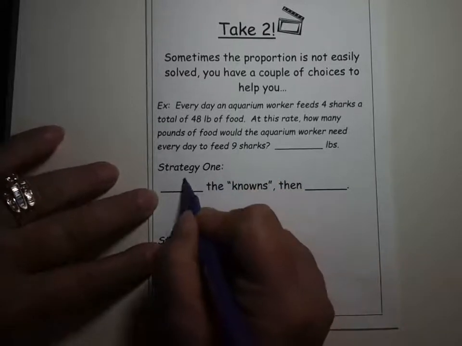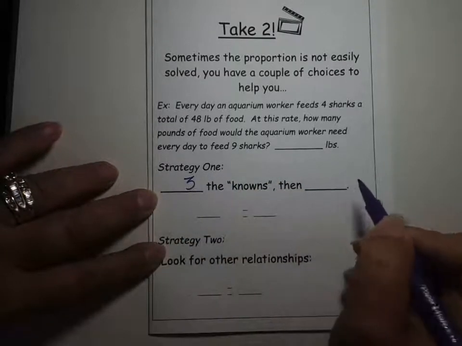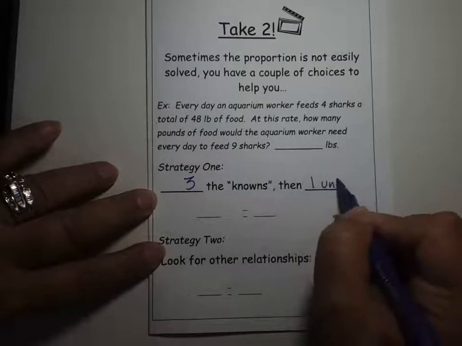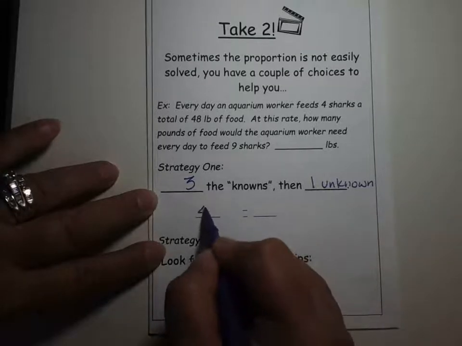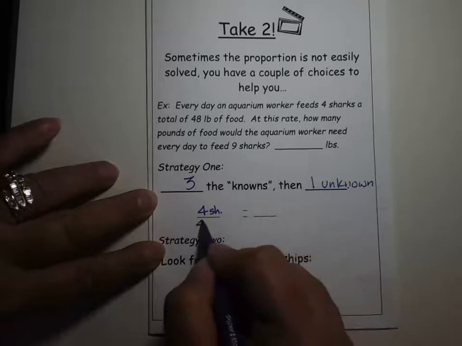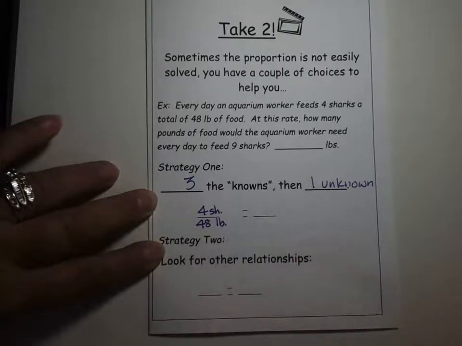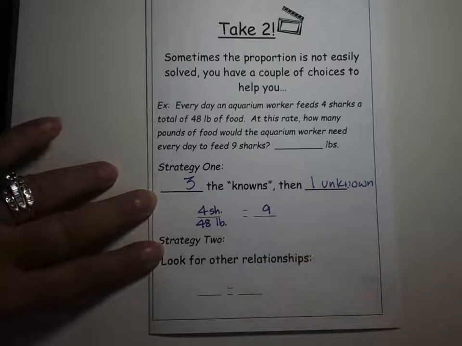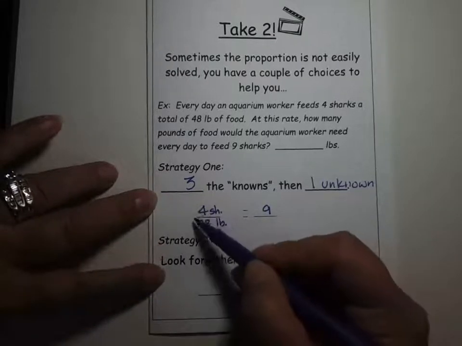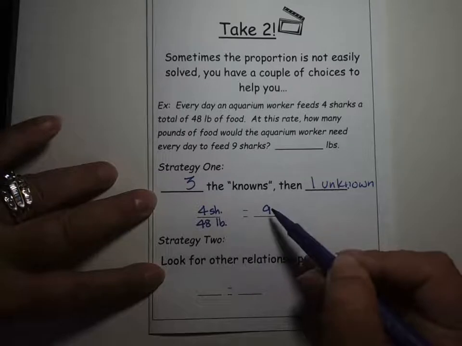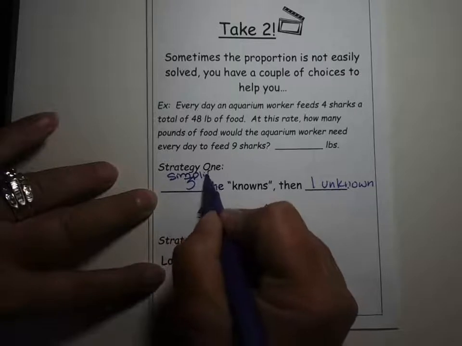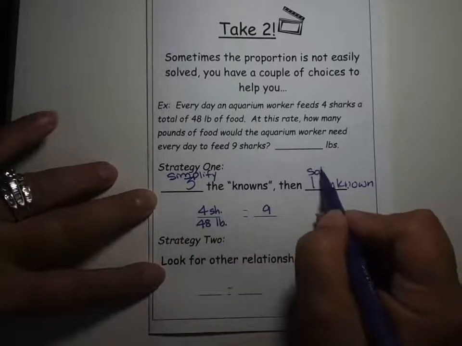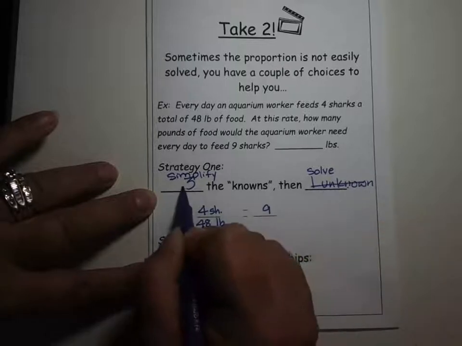So we do have 3 knowns and 1 unknown. Okay, so what do we know? We know that there are 4 sharks that eat 48 pounds of food. And we know there's 9 sharks here. Okay, so what we really need to do, we can go up and down, or we can simplify. So let's do it here. Simplify and then solve. I think those are the words that really should have been there.